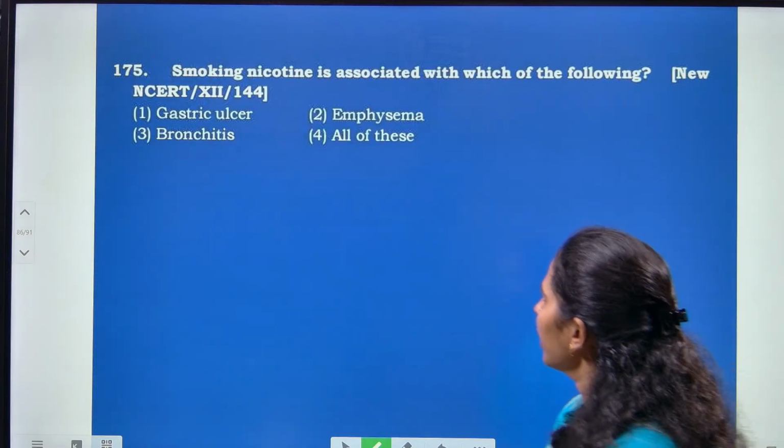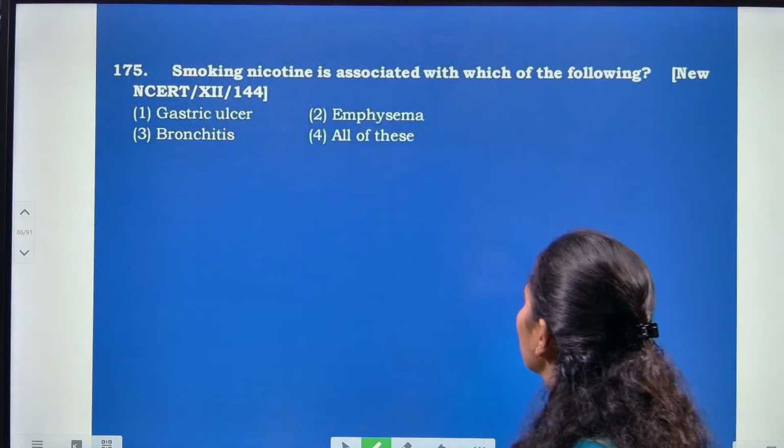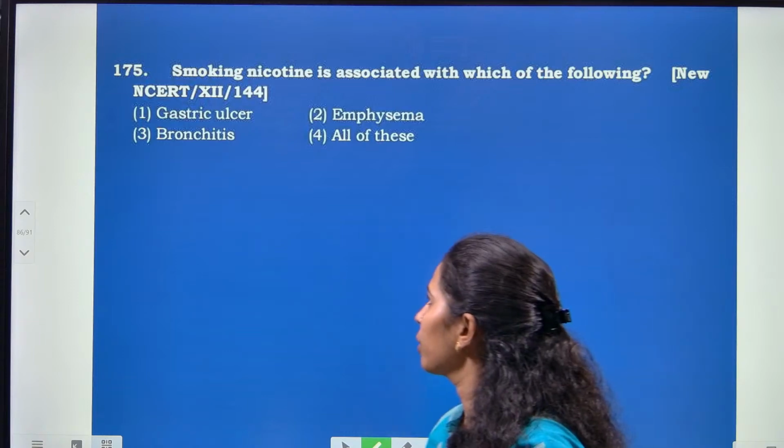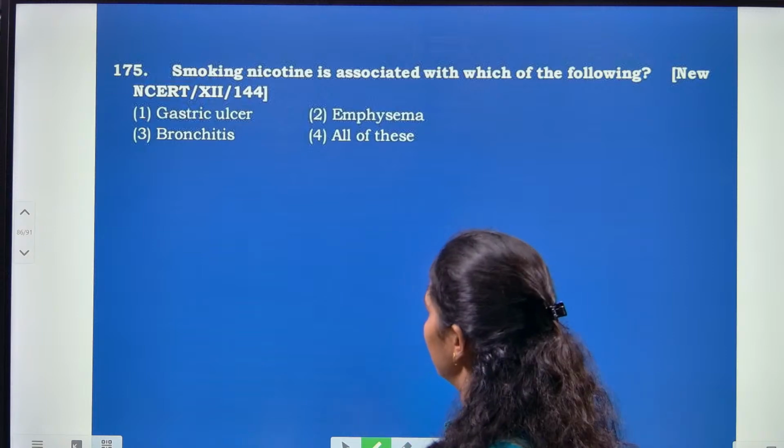Right. Smoking nicotine is associated with which of the following? One, it leads to gastric ulcer, it leads to bronchitis, and one is emphysema.